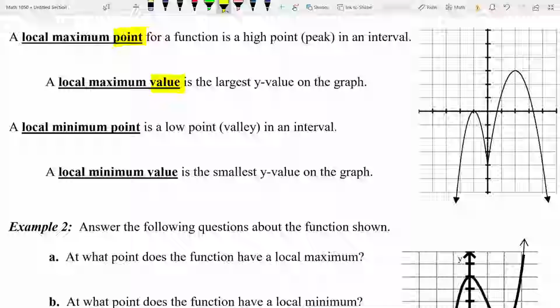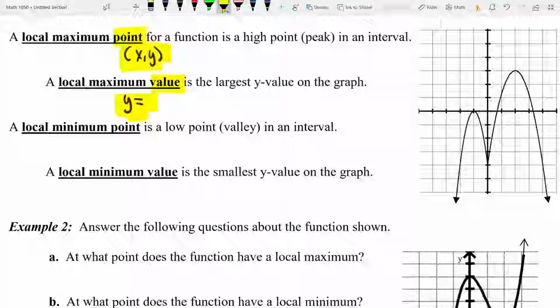If they say point and you don't write it as a point, they're going to give you nothing. So if they say local maximum point, you have to write it as x, y. If they say the value, the answer is y equals something. So that's how you're going to write your answer.